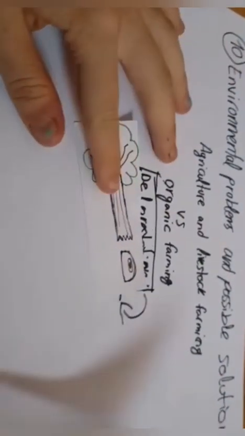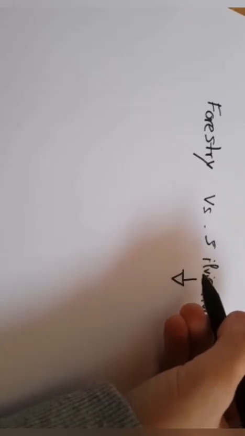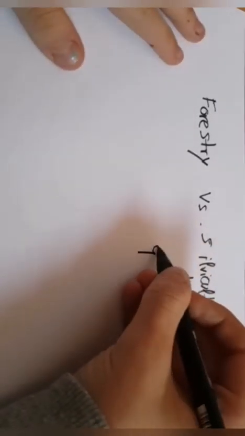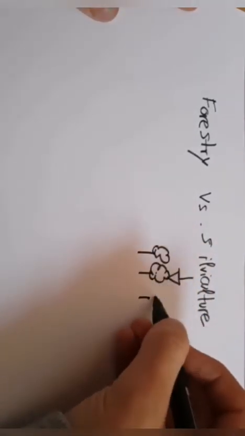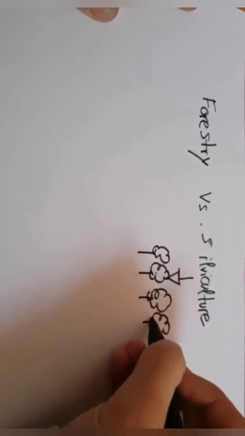Ten. Environmental problems and possible solutions. One problem is agriculture and livestock farming versus organic farming. Some environmental problems in agriculture are deforestation or overexploitation. Another problem is forestry versus silviculture, that is, exploitation of forest is a very serious environmental problem. A solution to this is silviculture, that controls the exploitation.